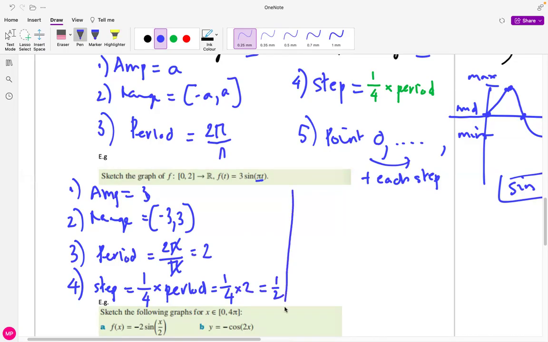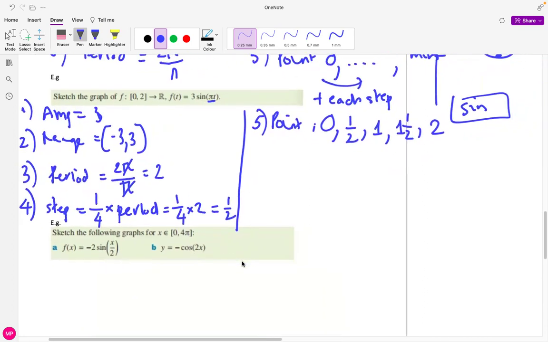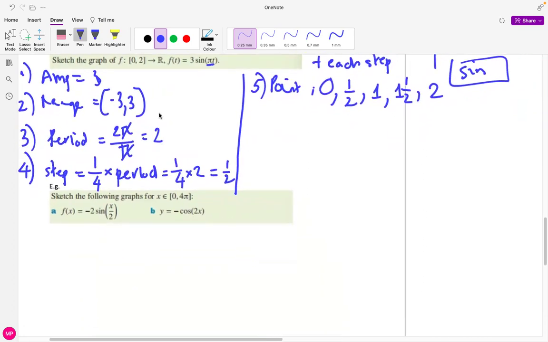2/4 is a half. So the points on the x-axis: you start with 0, and then every time you go by a half. So 0, 1/2, and then 1/2 plus 1/2 is 1. 1 plus 1/2 is 1.5. And then you have 2. Doing this method gives you all the points on the x-axis easily. But if you're comfortable finding them straight away, you don't have to do this step.